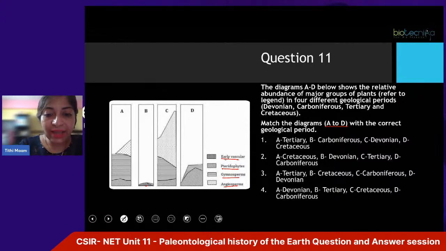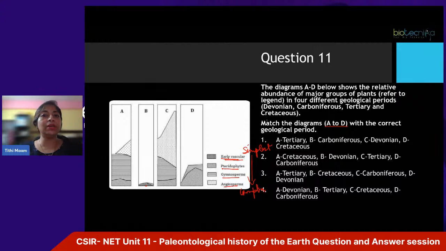That these are the simplest and angiosperms will be the most complex, right? So I'm just giving you the correlation. If you remember in which period which plant evolved, then you can go for the answer directly. Now, in case you are not aware of that, but still you know the order and sequence, you can still answer it. So when you read this, you know that this is going from simplest to complex.